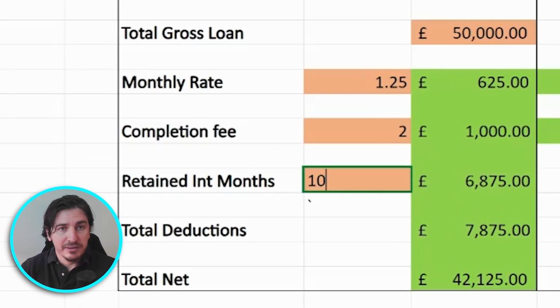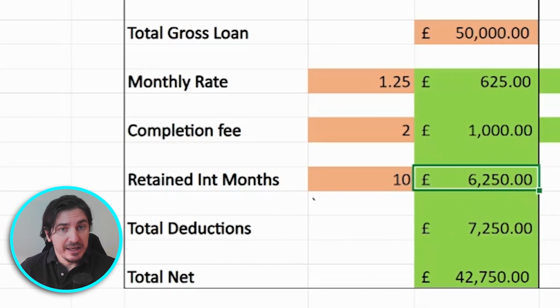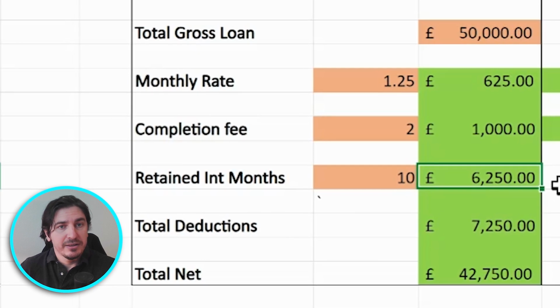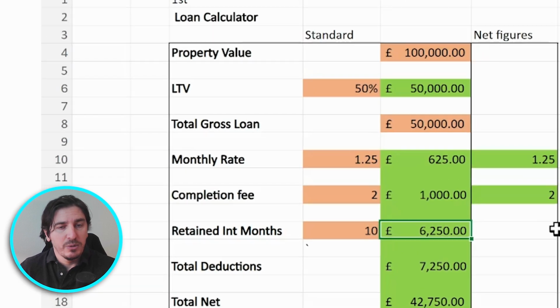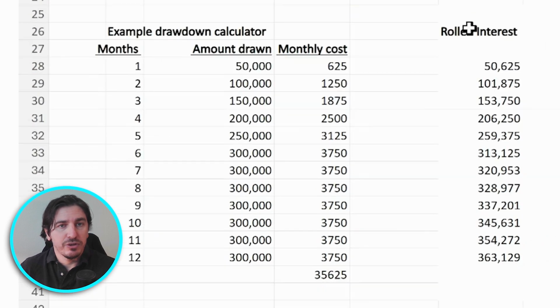So on 10 months, the interest retained drops again. So you're only deducting 6,250. We'll scroll down here now to show you how that works in practice.